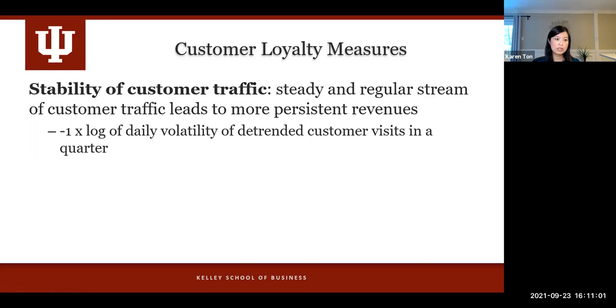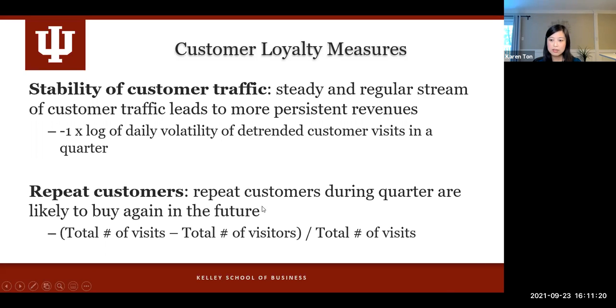The first loyalty measure that we constructed is something that we refer to as the stability of customer traffic. The idea behind this is that if the store has a more regular or steady stream of customers, that's going to lead to more persistent revenues. The second variable that we create is based on repeat customers. And the idea is just that if customers are returning to the store, they're more likely to buy again in the future.